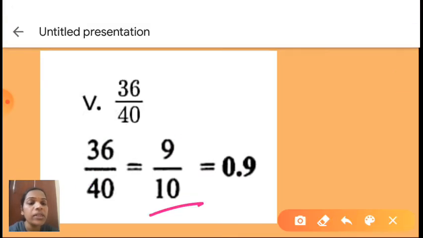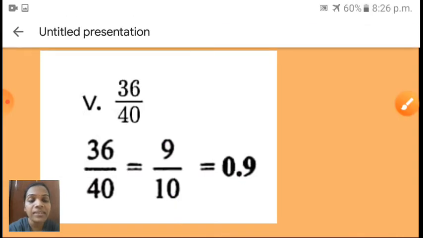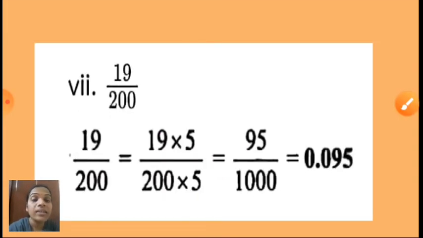So now see here children, 9 upon 10. Now you can write it as a decimal fraction. That means 0.9. One digit number, 10. So 0.9. Okay, shall we go to the next now? Yes. The next one, the sixth one again, is for your homework. And the seventh one, 19 upon 200.